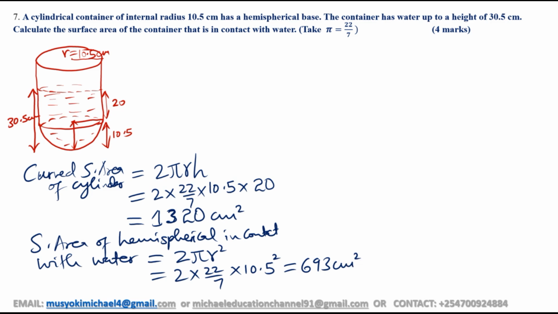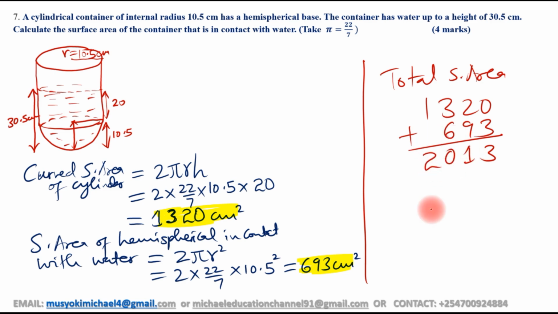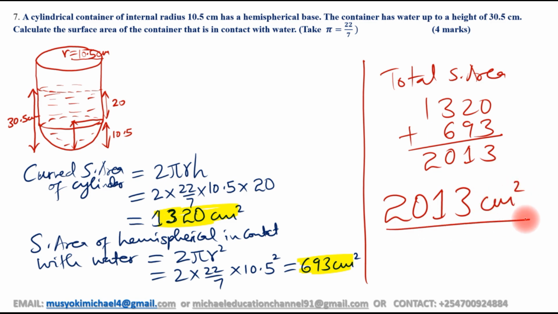So the total surface area is, we had 1320 and also 693. If we add to get the total surface area, it will be 1320 plus 693. So this is 2013. Therefore, the total surface area is 2013 centimeter squared.